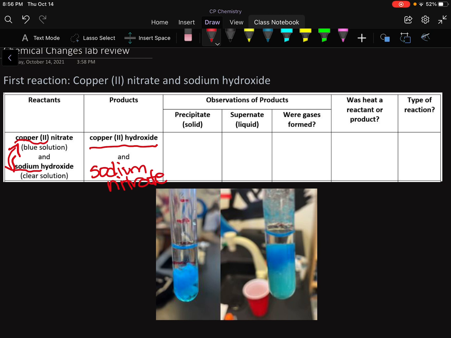Okay. And then when you combined the copper 2 nitrate and the sodium hydroxide, which was a light blue liquid and a clear liquid, this happened. Okay, this is two pictures of the same reaction, so yours might have looked a little different, but there was a precipitate. Okay, a precipitate is the solid, the supernatant is the liquid, and you were supposed to answer where gases formed. All right, this is all just observations of the products, what you see. You're not telling me what it is.